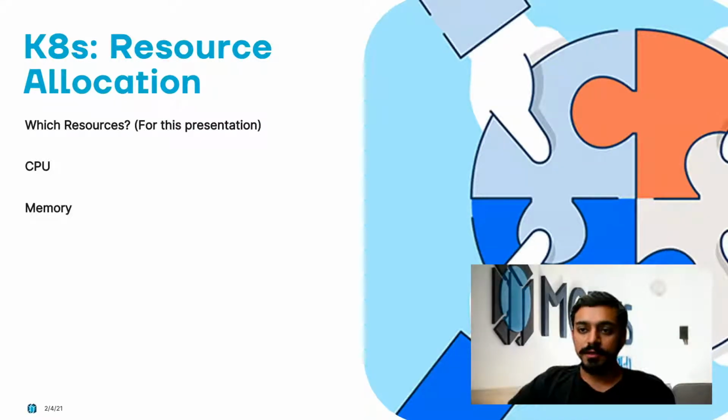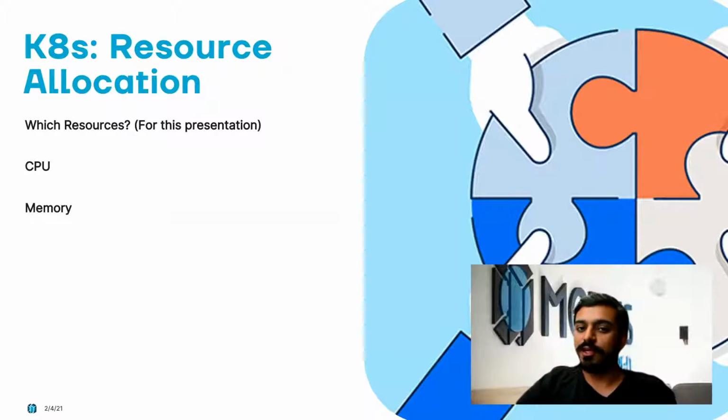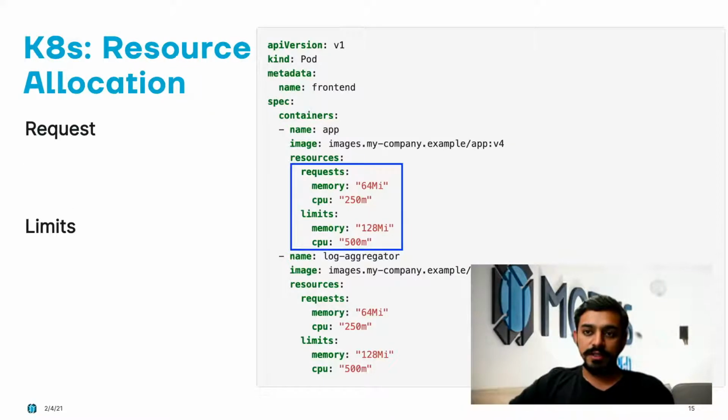So for the reason of this presentation, we will only say that resources are CPU and memory. We are right now ignoring network, storage, and everything, because for this presentation we are just focusing on CPU and memory. So a node has a CPU and a memory, and pods will consume CPU and memory. So these are the resources that we are concerned about. How do we allocate these resources?